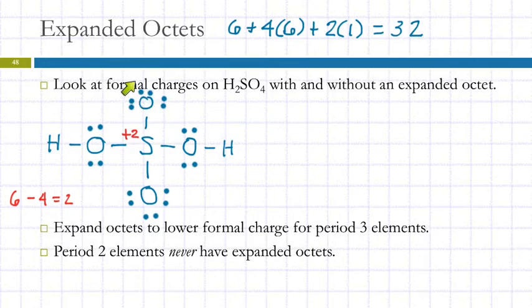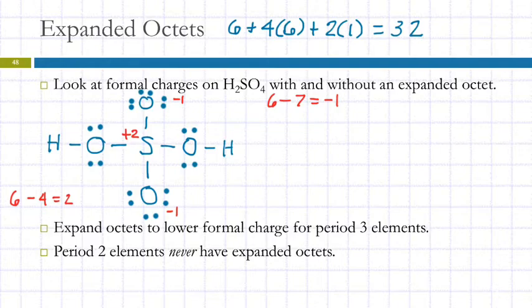So we'll demonstrate that with one of these oxygens. Oxygen has 6 valence electrons. And if we cut the bond in half, oxygen gets 1 electron from the bond. And it has 2, 4, 6 from the lone pairs. So that's a total of 7 electrons. 6 minus 7 is negative 1. So this oxygen has a negative 1 formal charge. The other oxygen also has a negative 1 formal charge because it has the same setup. So we've got a positive 2 and we've got 2 negative 1s.